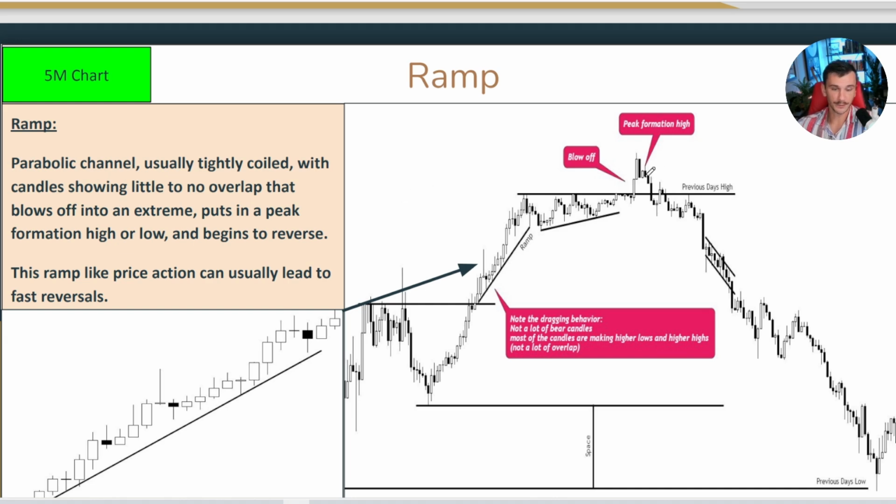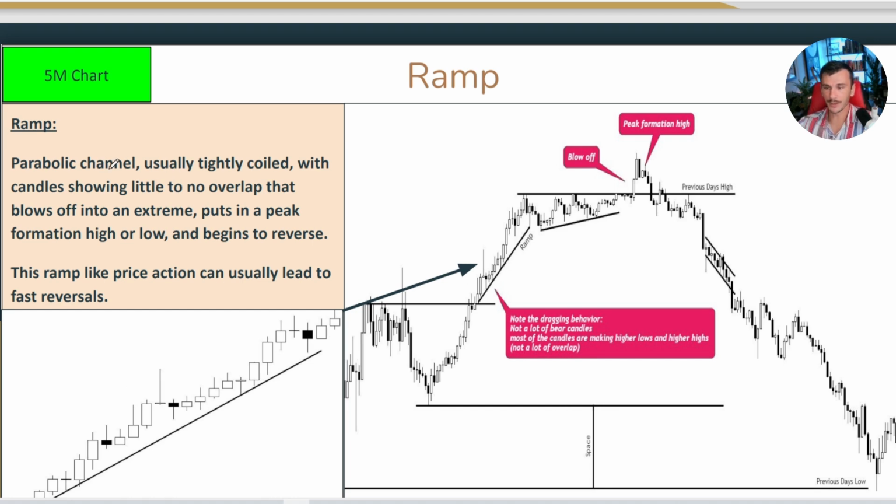So this is like a little double top or like a half Batman, if you will, with the ear, and then there's the head, and then you got the nose, and then the follow through. But a peak formation high, that's the beginning of the reversal. This ramp-like price action can usually lead to fast reversals, and it's because there's so much order flow built up on the way up or the way down that the market is just going to free fall through all of that back down to get the money back at the other end of the range.